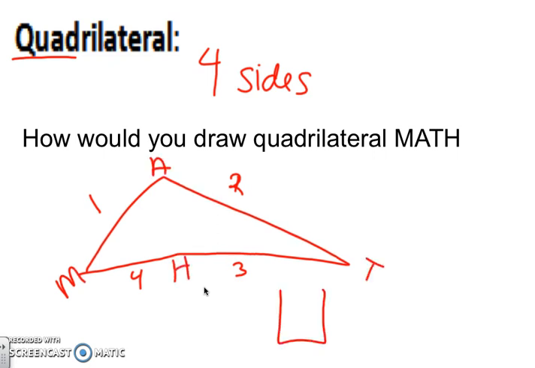Again, you could have drawn a rectangle or square and said M, A, T, H. But the most important thing when naming is you can't jump across the shape. So I can't say M, A and put T over here. So M, A, T, H. The sides kind of have to be connected.